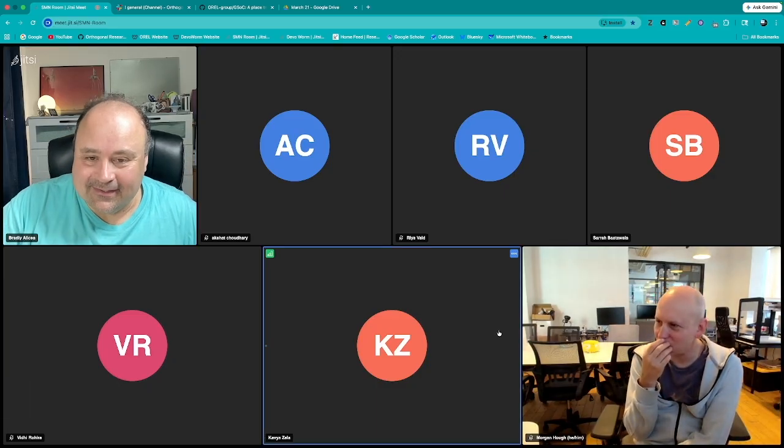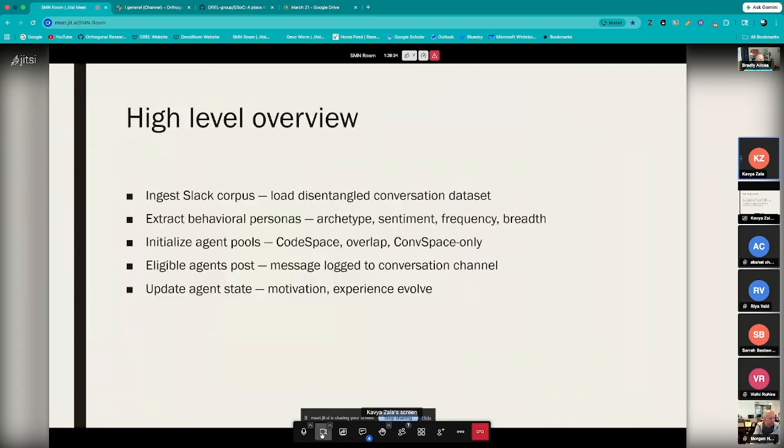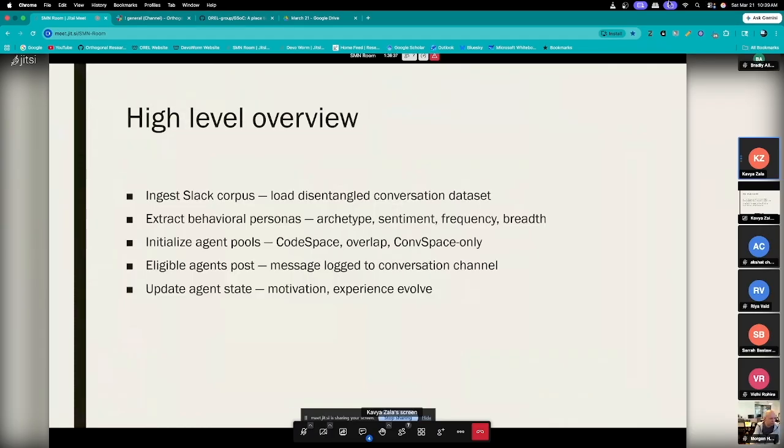Yes, sure. Okay, so I'm Kavya Zala, a second year undergraduate from VGTI. This is a high level overview of what I'm trying to do. I'll first ingest the Slack corpus. We cannot ingest live data from Discord or Slack because it requires admin permissions, and using third party tools has legal implications, which I don't want to do. So I'll use some data sets for it.